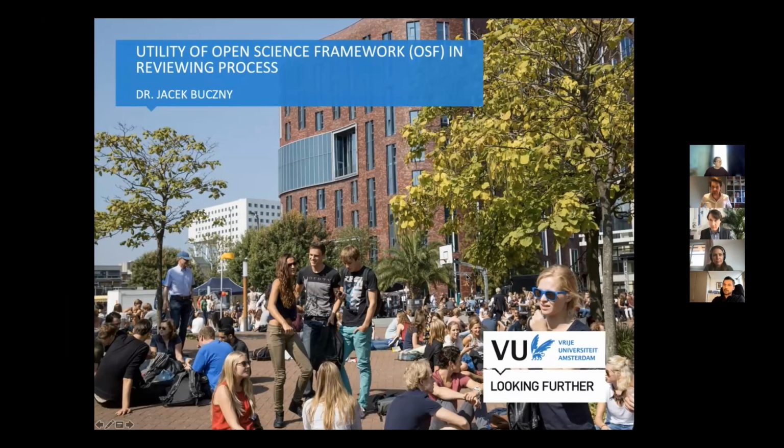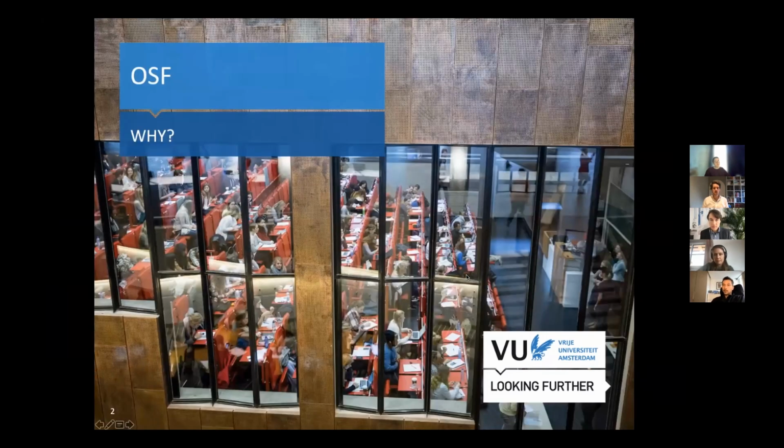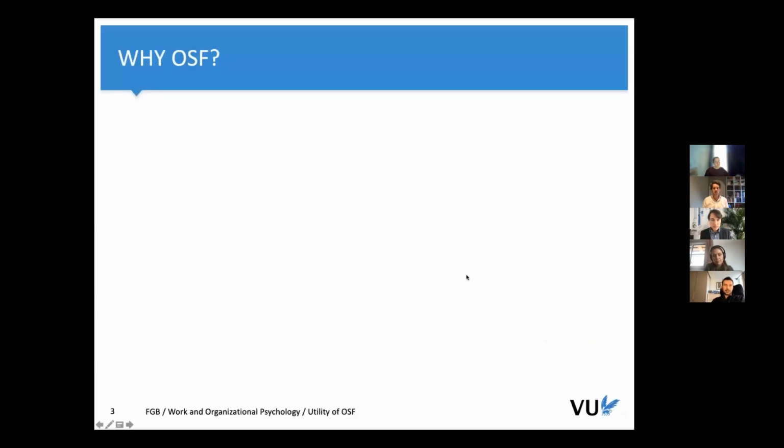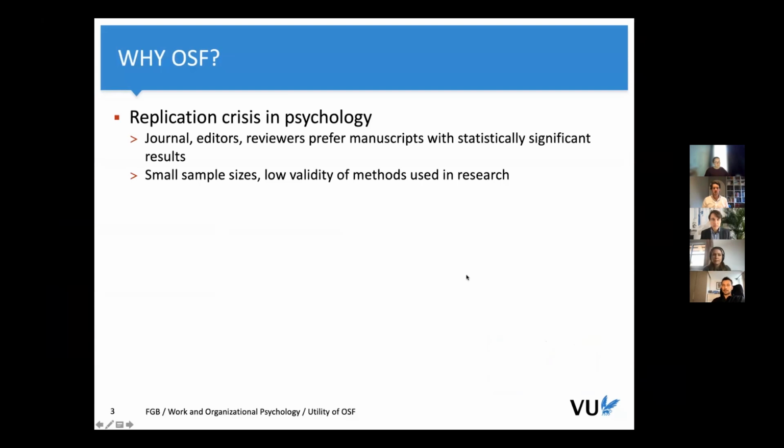I just wanted to indicate some aspects related to the utility of open science in the reviewing process. Why basically OSF? I think those of you who are not aware of where it was founded and why, it was basically founded because in psychology we had this, and still have to some extent, this replication crisis.